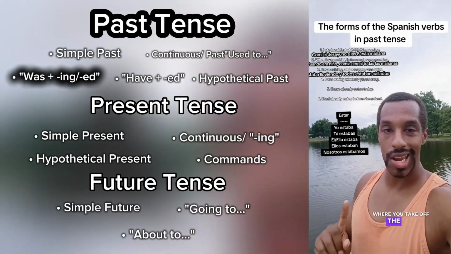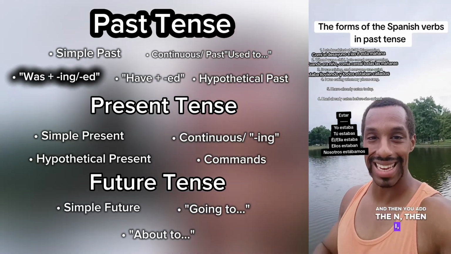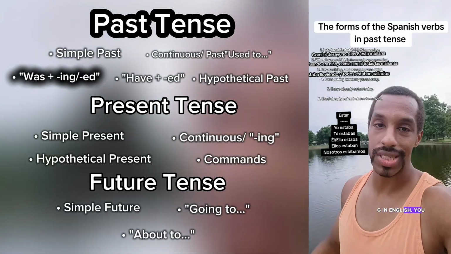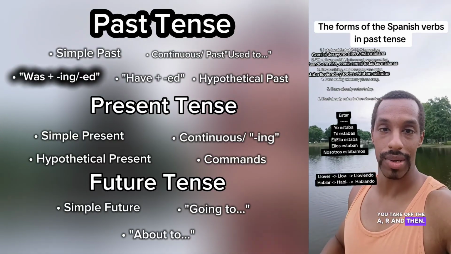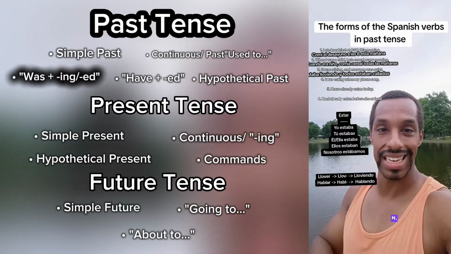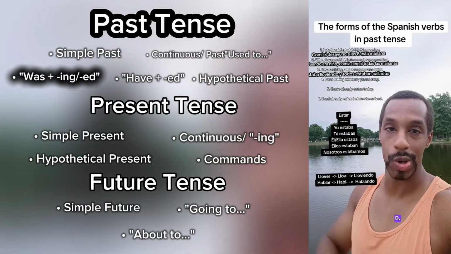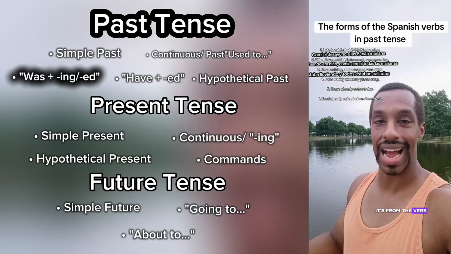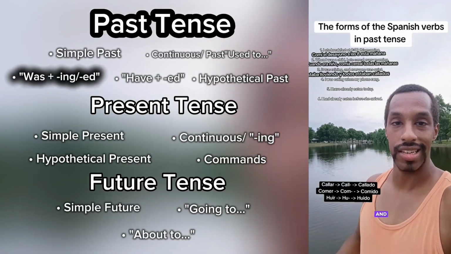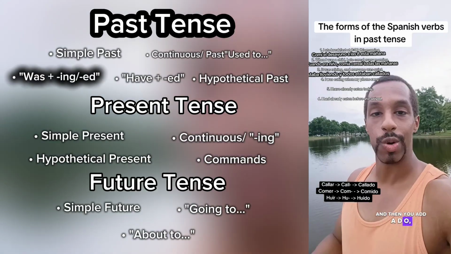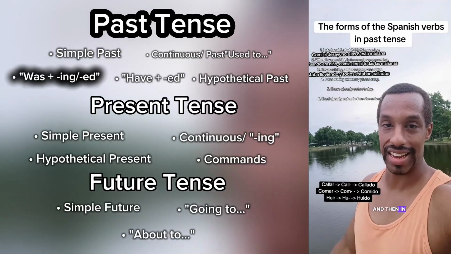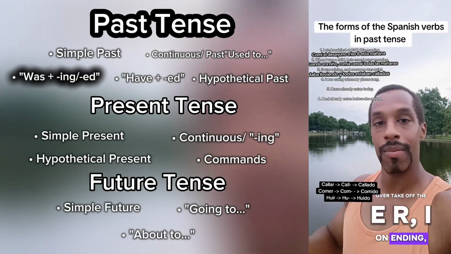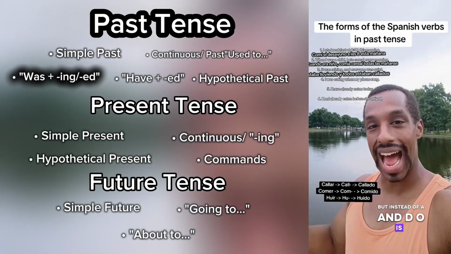You take off the ER ending and you add the ending IENDO. This is the equivalent to ING in English. You do the same for AR verbs, but instead of adding IENDO, you add ANDO: hablando. Let's look at callado. It's from the verb callar. Take off the AR ending and you add ADO. This is the equivalent to the ED ending in English. Do the same for ER and IR verbs, but instead of ADO, it's IDO.